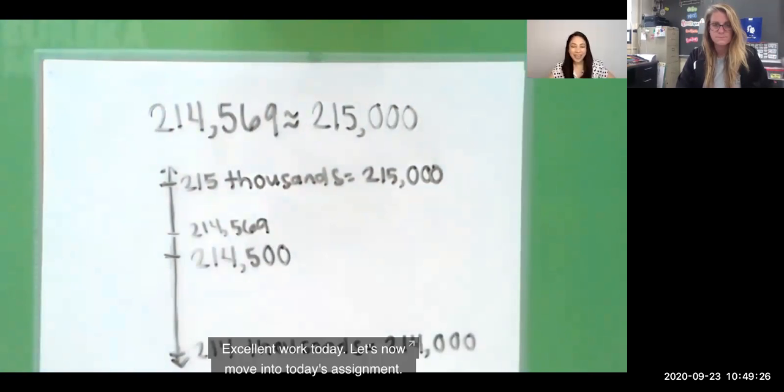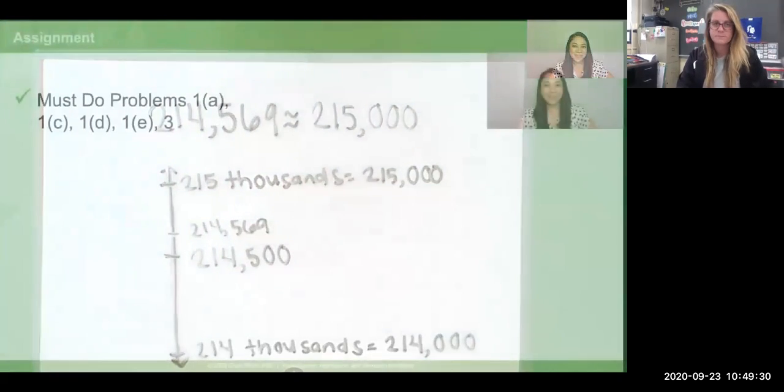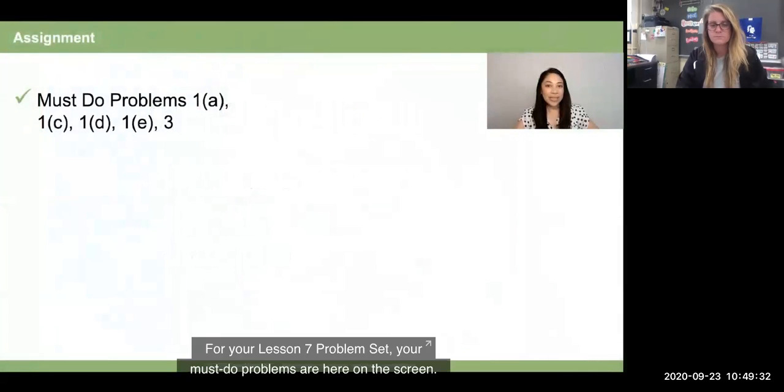Excellent work today. Let's now move into today's assignment. For your Lesson 7 problem set, your must-do problems are here on the screen. Go ahead and set a timer or watch the clock for 10 minutes to complete these problems. If you have any additional time, feel free to work on any other problems on the pages.